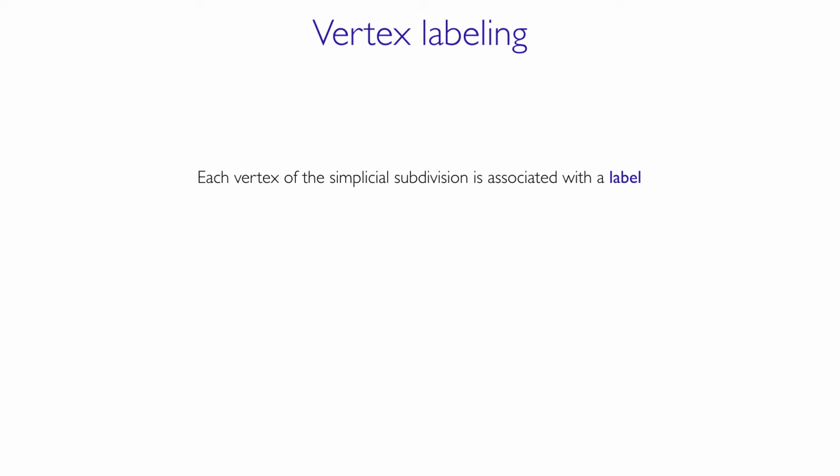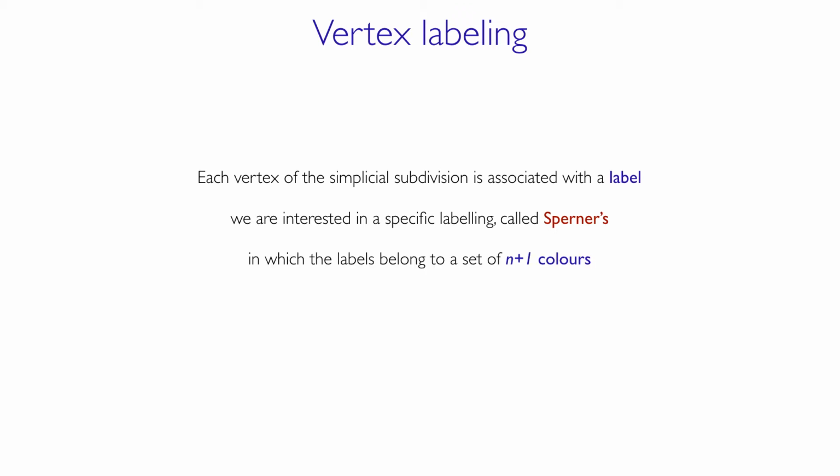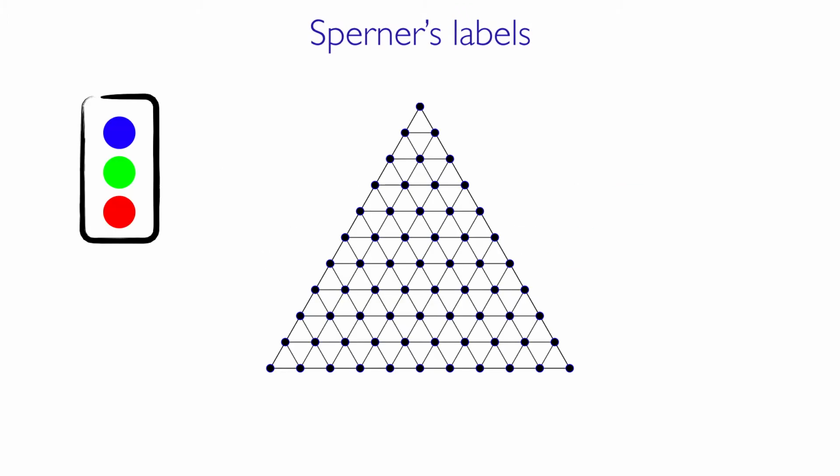Given a division in subsimplices, we are interested in labeling the vertices of the subsimplices. In particular, we are interested in a specific labeling called Sperner's, in which the labels belong to a set of n plus 1 different colors, or generic labels, where n is the number of dimensions of the simplex. So in the picture we have three vertices, and therefore we need three colors. We use blue, green and red.